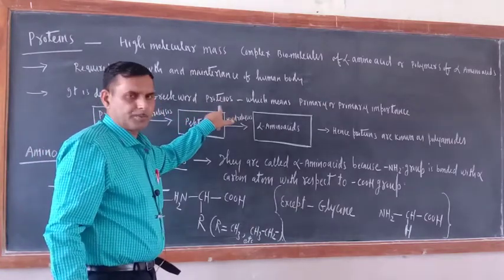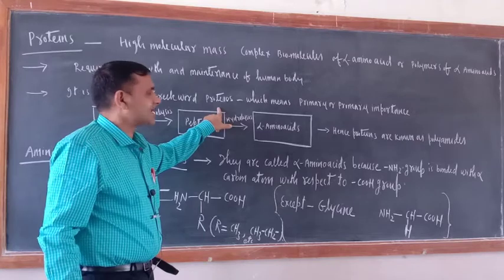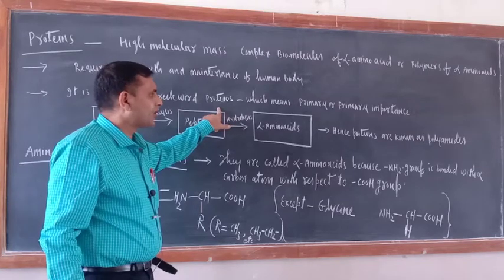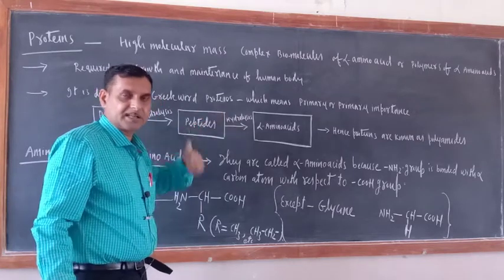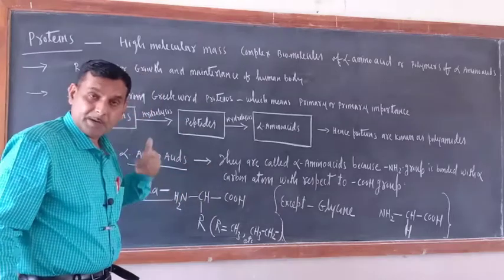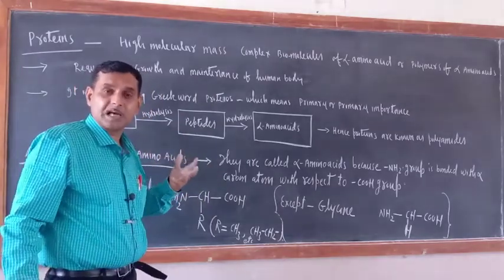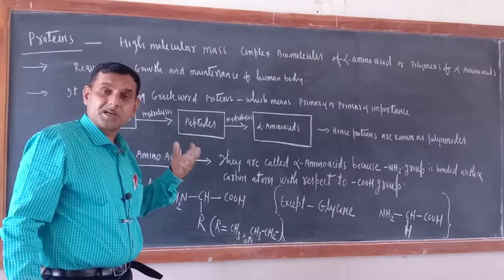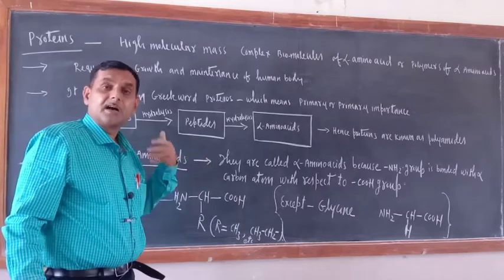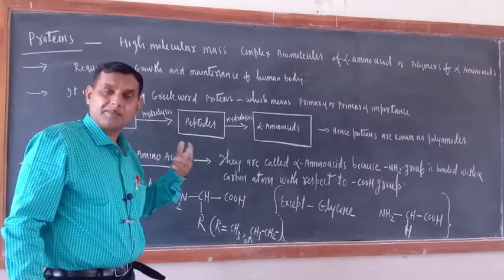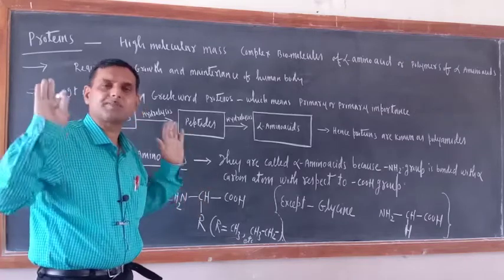Proteose. What is the meaning of proteose? Prime importance or primary substance. That is why proteins are the primary substance of the human body also, because without proteins our body cannot be made up. Everywhere, in all the cells, proteins are there.